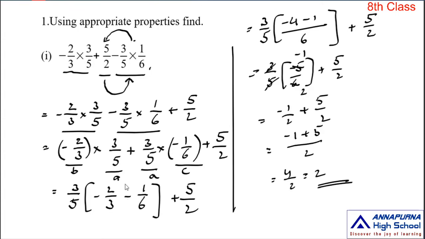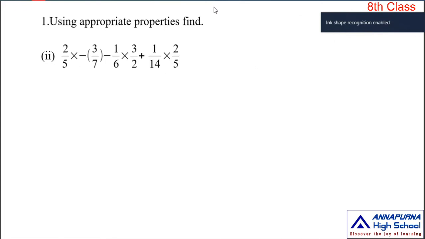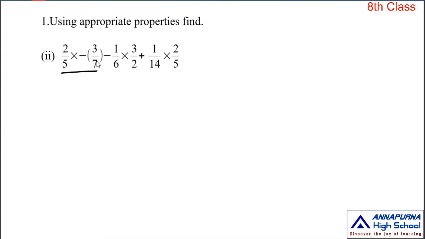Okay, let us see the next one. Using appropriate properties, find the value of 2 by 5 into minus 3 by 7 minus 1 by 6 into 3 by 2 plus 1 by 14 into 2 by 5. So in this expression totally how many terms are there? There are 3 terms. One is 2 by 5 into minus 3 by 7, another one is minus 1 by 6 into 3 by 2, and another one is 1 by 14 into 2 by 5.